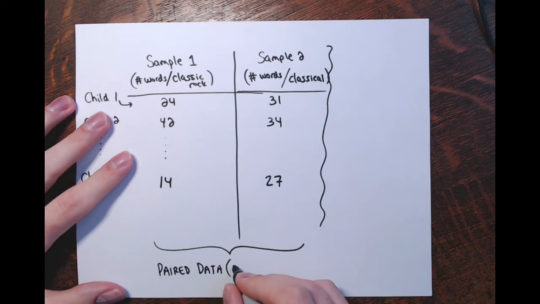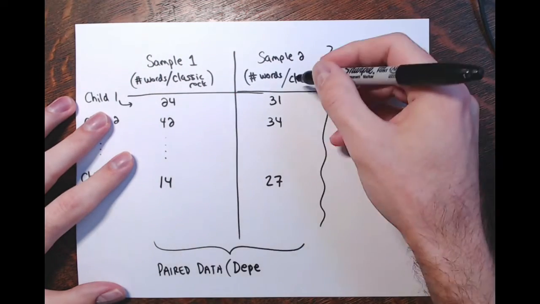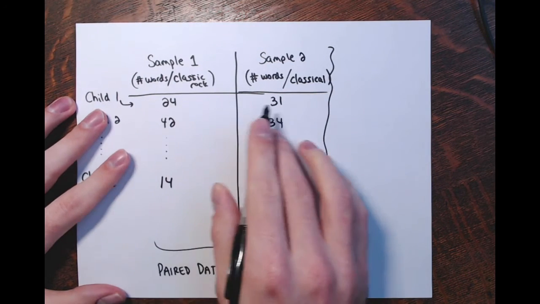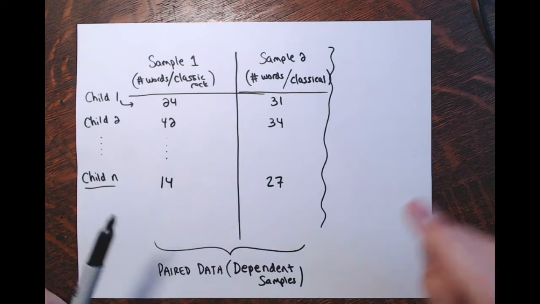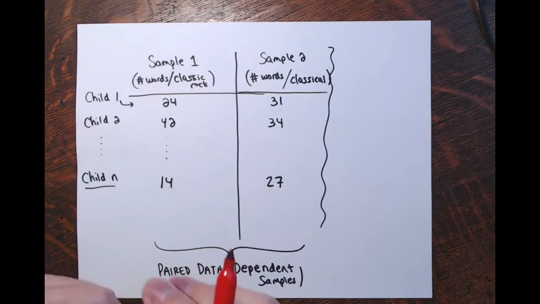And paired data is also these samples I've written here, the classic rock sample, the classical sample. These are therefore dependent samples, clearly, because there is a link between them, the child. There is a relationship between them, what child you're talking about. All right, so in these cases with the paired data, what we're going to be doing is taking a look at the differences in these sample values.